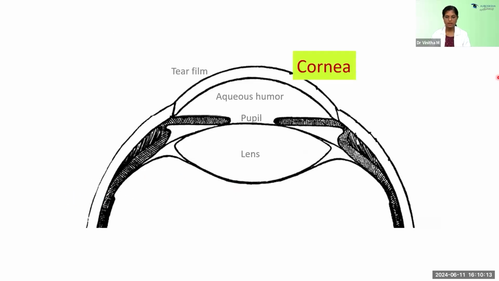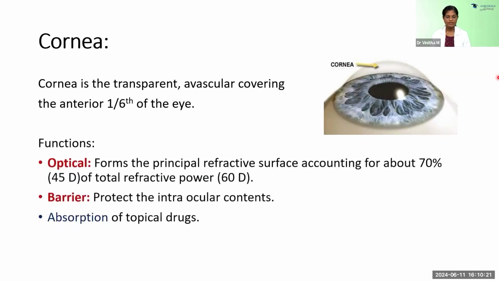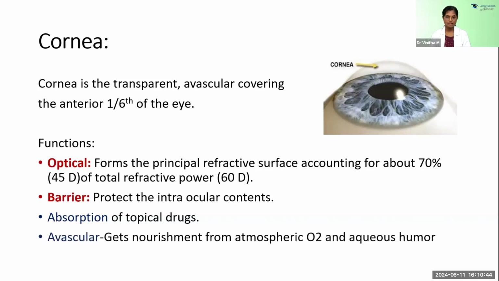Cornea. Cornea is a transparent avascular structure covering the anterior 1/6 of the eye. The major functions are optical and barrier function. It forms the principal refractive surface, accounting for up to 70% of the total refractive power. It protects the intraocular structures from the outer environment. It also helps in absorption of topical drugs. Since it is an avascular structure, it gets nourishment from atmospheric oxygen through the tear film and from aqueous humor.